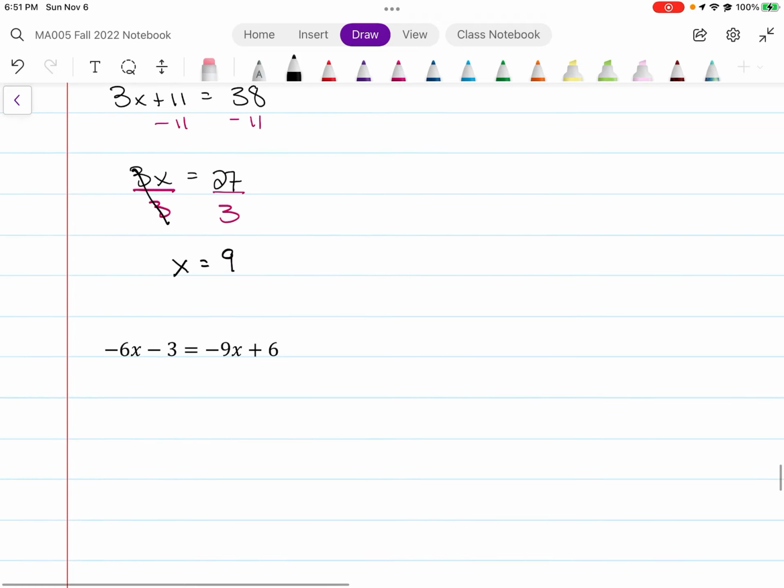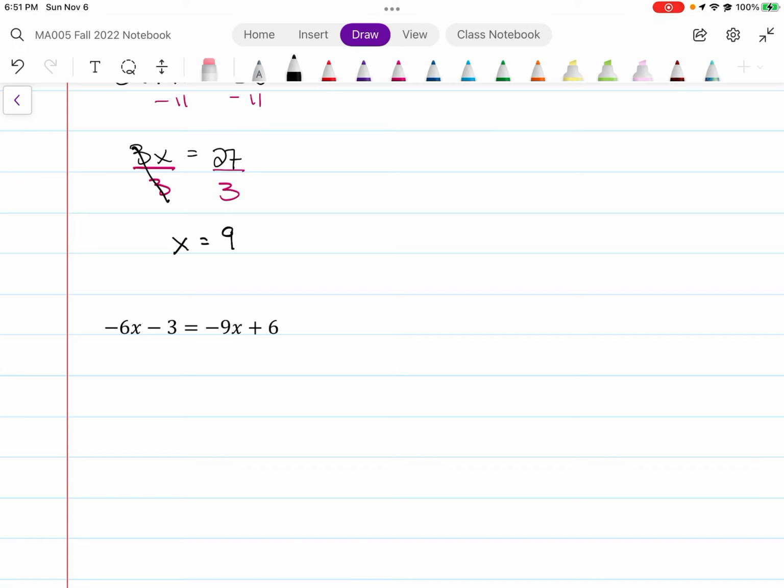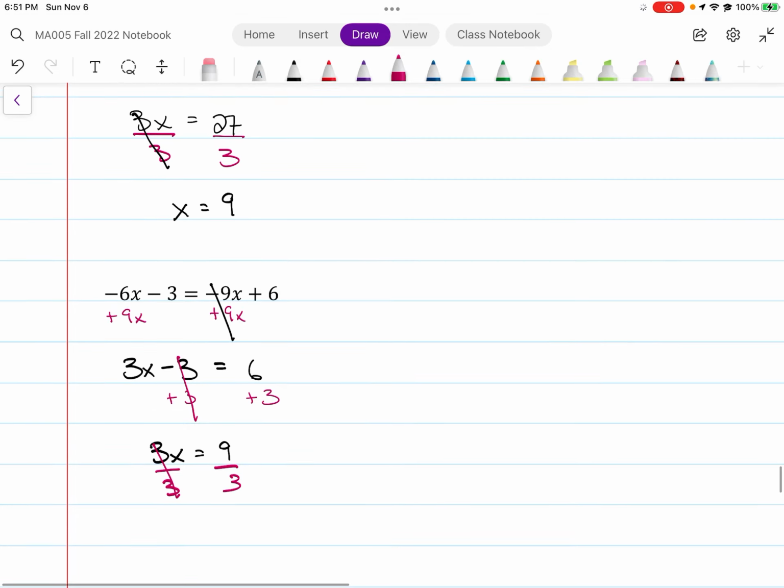All right, next one. Let's see. Make a plan. I think I'm still going to get the x's to the left, because look what happens when I add 9x. I end up with negative 6 plus 9, which is 3x. Minus 3 equals 6. Now I'm going to add 3 to both sides, and I get 3x equals 9. And now I'm going to divide by 3, and I get x equals 3.